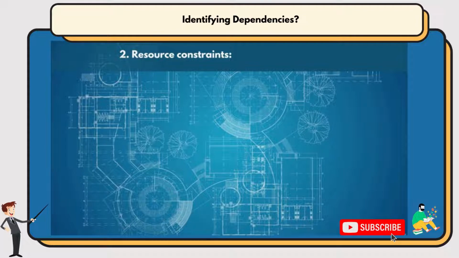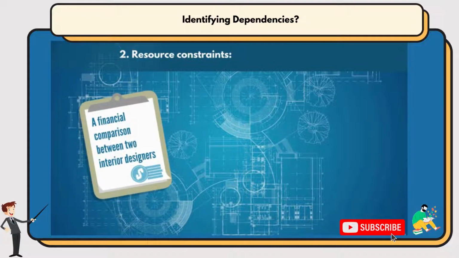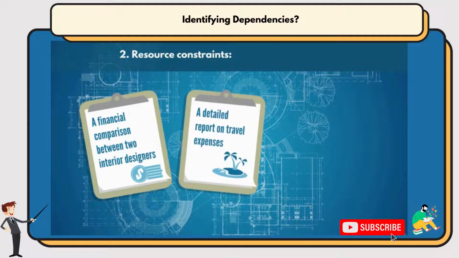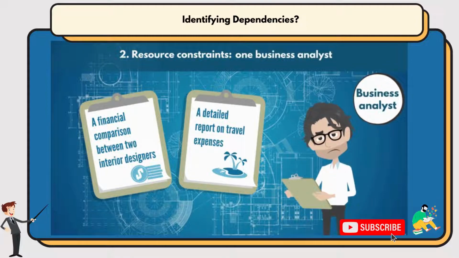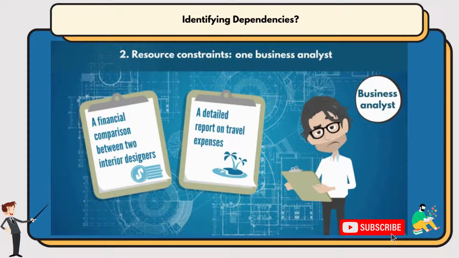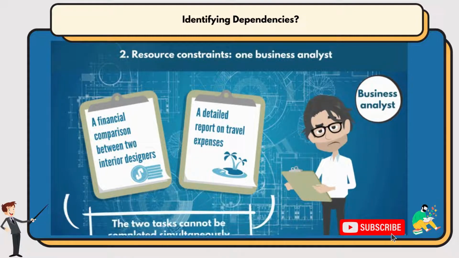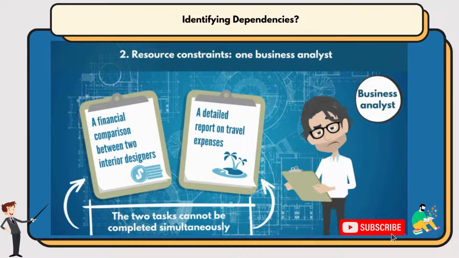Let's say you have 2 work packages as part of your showroom project. One for performing a financial comparison between 2 potential interior designers, and another for preparing a detailed report on travel expenses. But you only have 1 business analyst, and nobody else qualified to perform the tasks. The 2 tasks cannot be completed simultaneously. Therefore, your business analyst has to finish one before they can start the other.